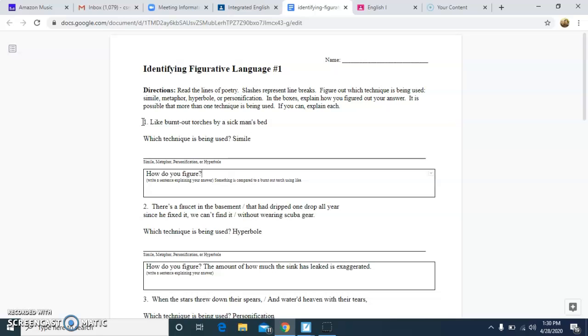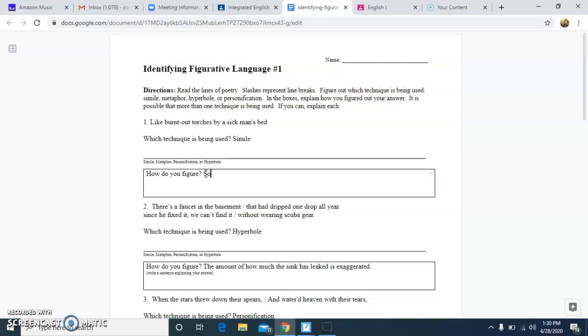So number one, like burnt out torches by a sick man's bed. This is an example of a simile. Again, what we want to do as we're explaining how we figure this out is use the formula, since it's a comparison. What is being compared to what using what? Now this is a tricky one, okay? Because the line, like burnt out torches by a sick man's bed, is actually being compared to something that we don't know. So it uses the keyword like, that's why it's a simile, but we don't know what's being compared to burnt out torches. So if you struggle with this one, no worries, pretty common.